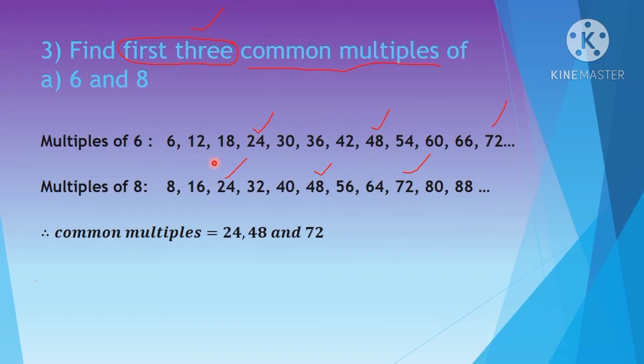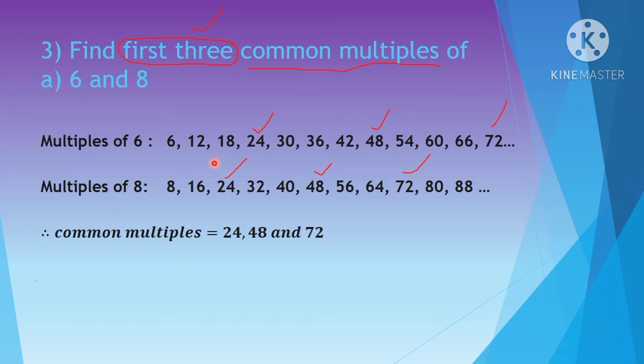Understood, children? Here they are asking to write the first three common multiples. So we have written till 72 and 88, and from in between these numbers we got the common multiples. So if they ask to write the first five common multiples, we have only three here, right? So you write the remaining tables and find out the first five common multiples.